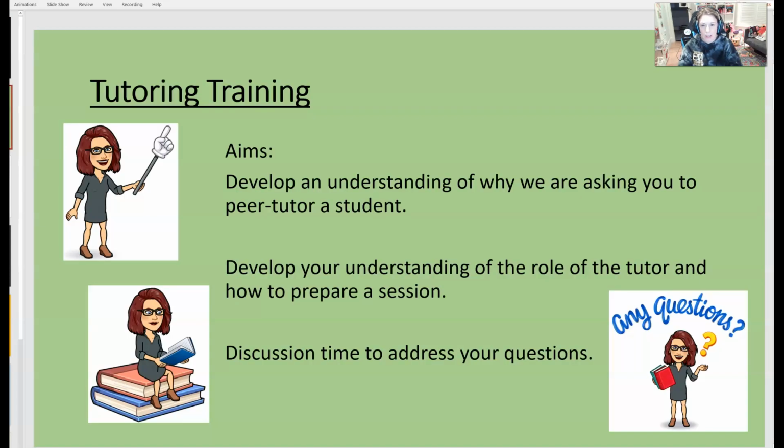So the aim of the training is to develop your understanding of why we're asking you to peer tutor a student, develop your understanding of the role of the tutor and how to prepare a session, and then discussion time to address your questions.